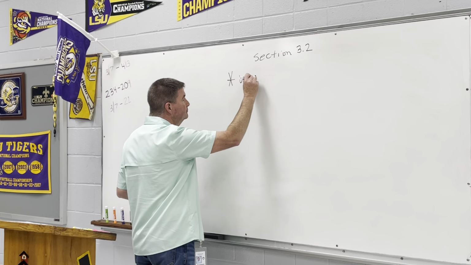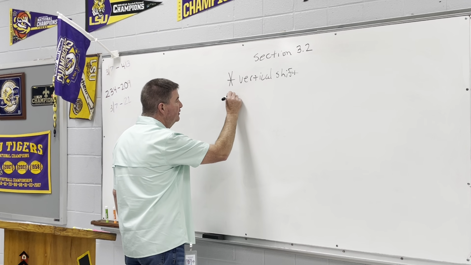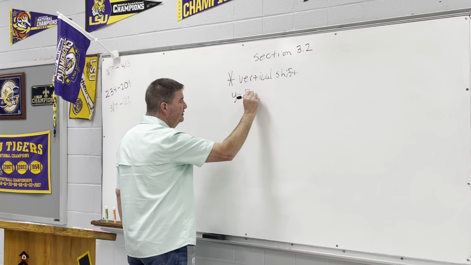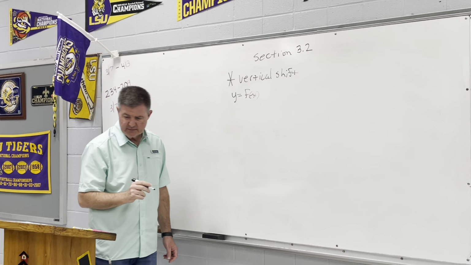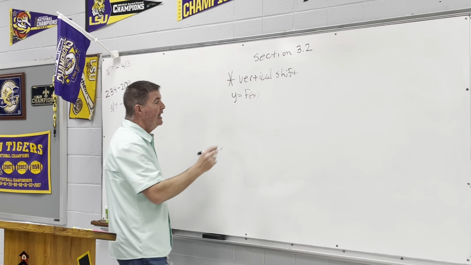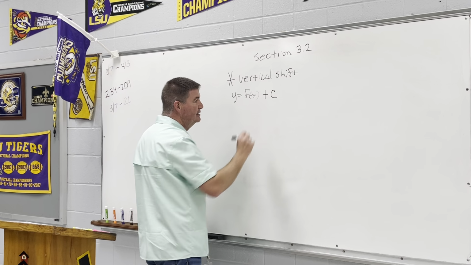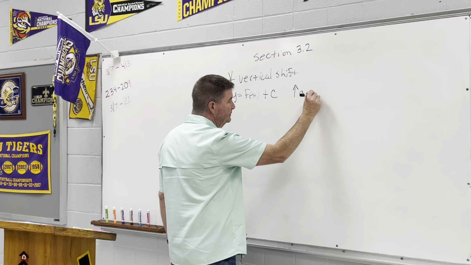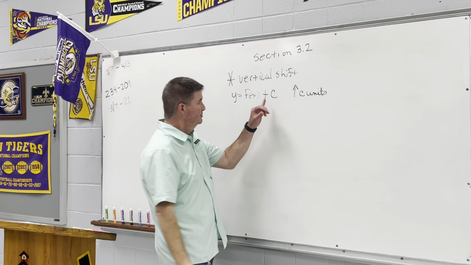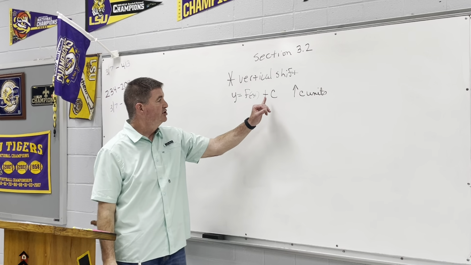Vertical shift means to shift up or down. The way that we're going to do this is we have the function y equals f of x, some function. And if we take that function and we add a constant, add a number, we will shift that particular function up that many units. So if it was plus 1, it would shift the whole function up 1 unit. If it was plus 8, we'd shift the whole function up 8 units.